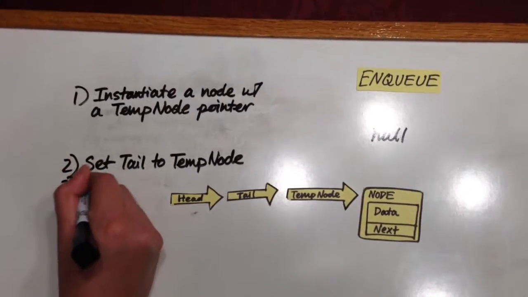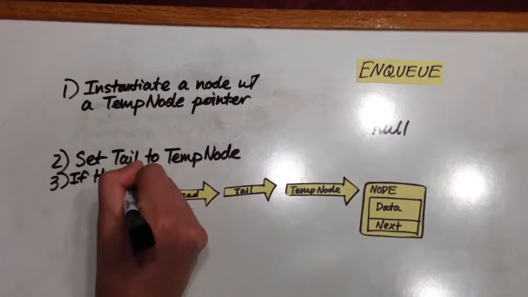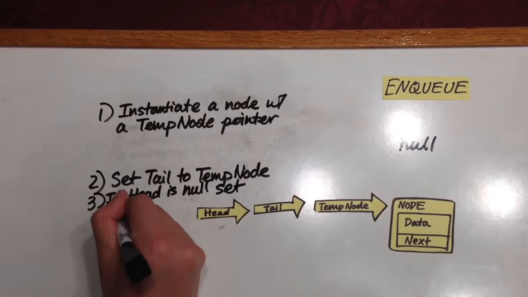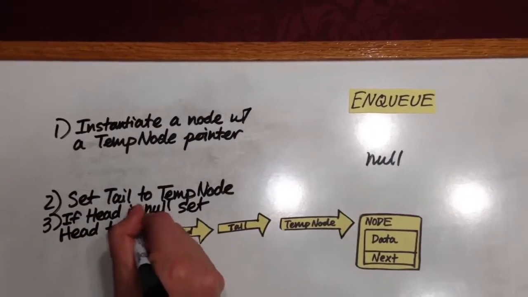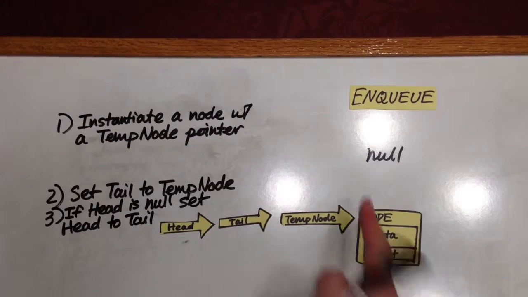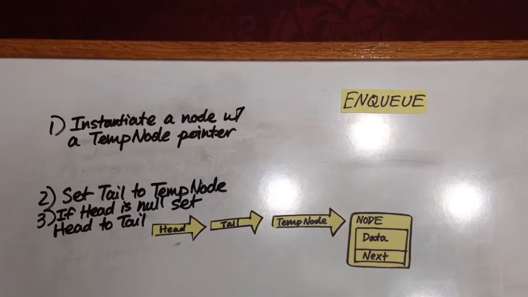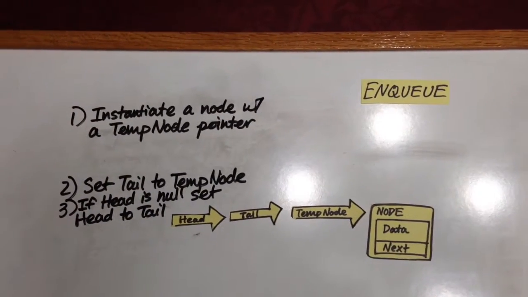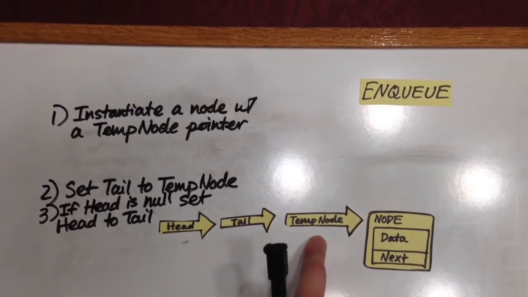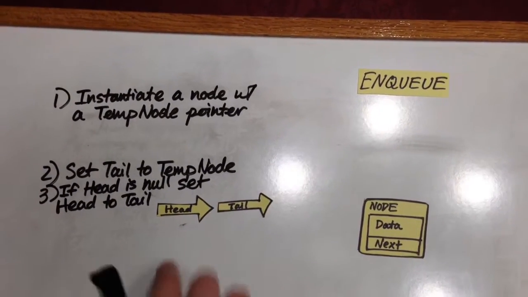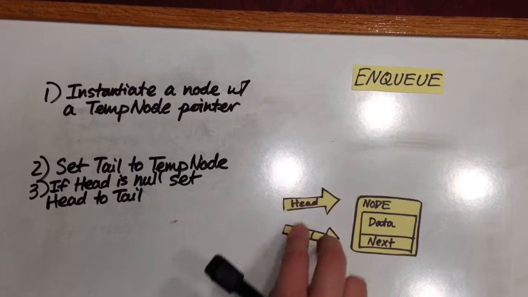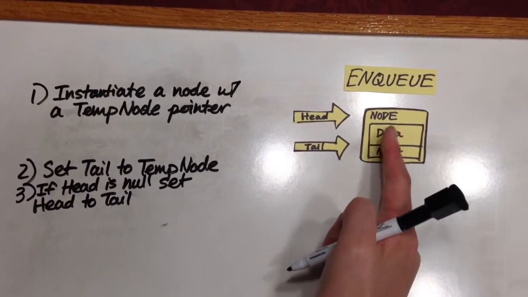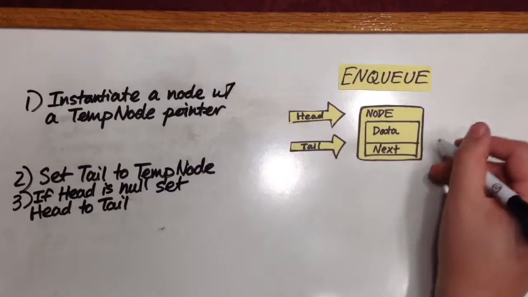So if head is null, and this is a special case because the queue was empty when we first did it. Since tail and temp node are pointing to the same node, we don't need temp node anymore. So we have head and tail both pointing to node. And also, tail.next is pointing to null right now.